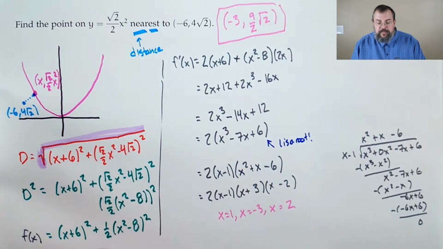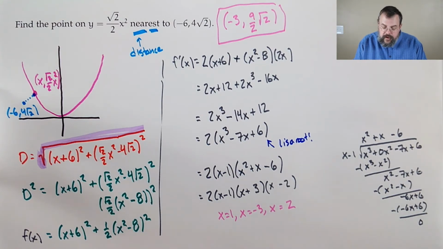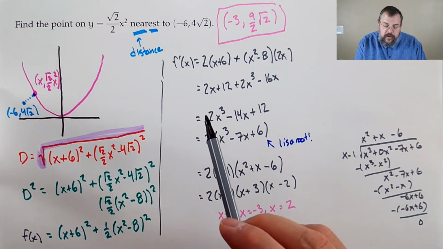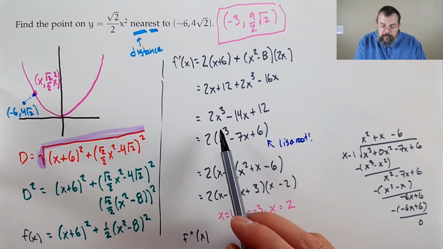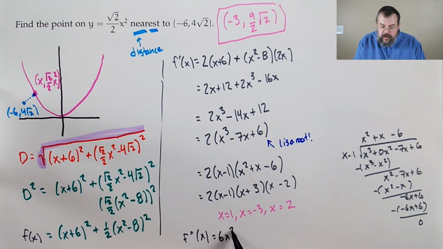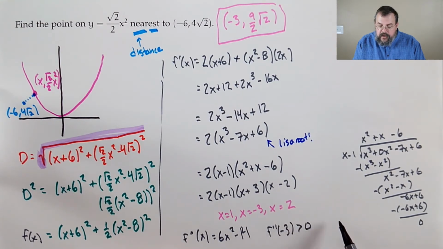Okay, but let's suppose we wanted to check and argue this with a test. Well, we could do a quick test here. To see that -3 is a minimum, what can you do? We can do our second derivative. That's not so bad to find. What would that be? 6x squared minus 14. And if you plug in -3, you get 6 times 9, which is 54, minus 14. So f double prime of -3 is a positive number. So that means that -3 is indeed a minimum.